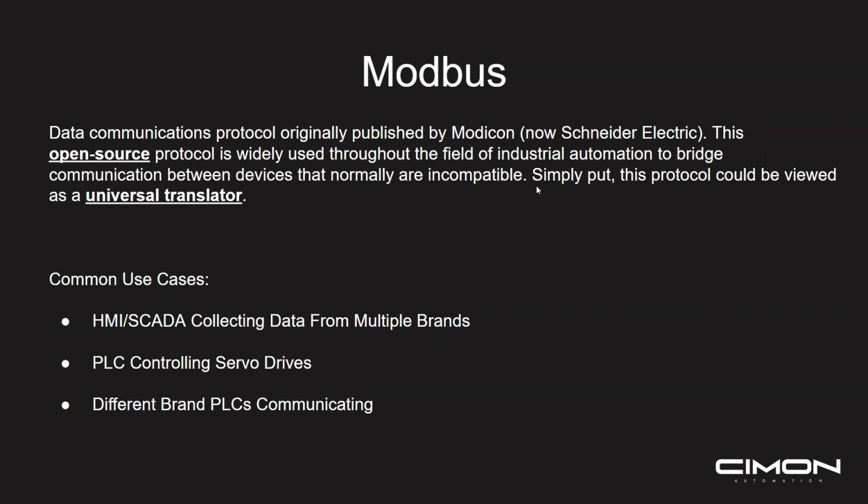This was developed by Modicon in the past. It's an open source protocol, meaning it's not the most secure one, but it is primarily the easiest to implement into one of your applications. Anyone has access to the code. They can manipulate it however they want, making it not too secure. But at the same time, it's a free resource to everyone. So simply put, the protocol can be viewed as a universal translator. What does that mean? It means that two devices can communicate with each other that normally would not.